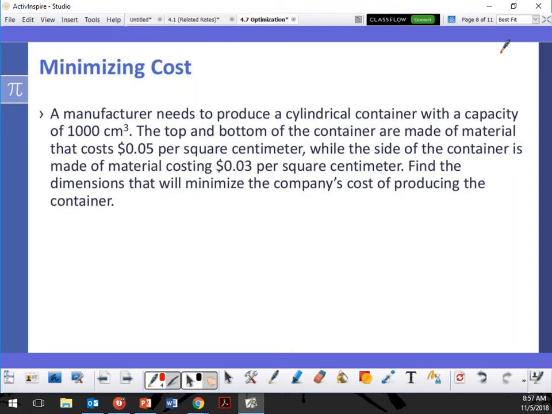All right, calculus 2. This is 4.7 optimization.